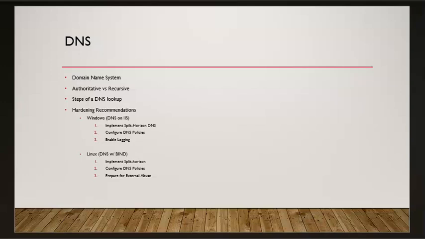So a couple hardening recommendations that I found. First we can go over the Windows DNS service that we implemented on our IIS servers. A couple hardening recommendations for that is to implement split horizon DNS. So split DNS uses the same DNS domain name for both the internet and internal domain member resources, but the server roles are assigned separately. You have one for the internet and one for the ADDS domain.